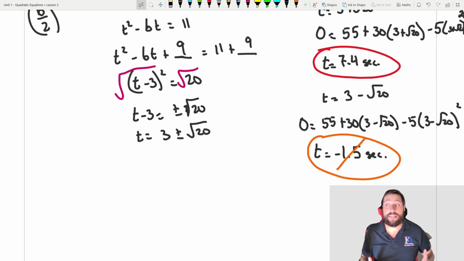Well, that is it for today's lesson on solving quadratic equations with square roots. I hope you enjoyed it. And remember, when it always comes to math, keep calm and show your work.